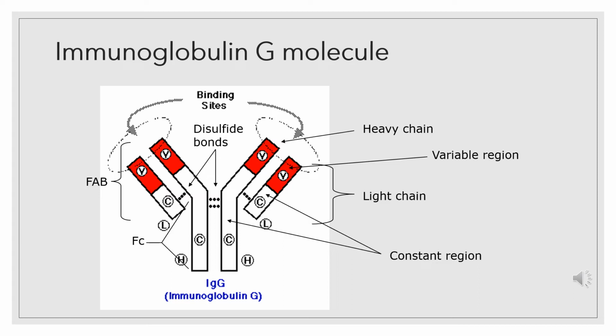Okay, so this is an example of a nice monomer, but sometimes antibodies can be dimers where there's 2 molecules put together. They can be pentamers where there's 5 molecules put together. Okay, but for the most part, most of our immunoglobulins are monomers.